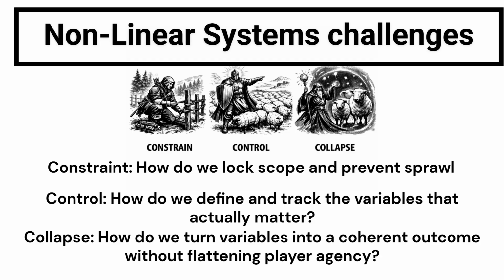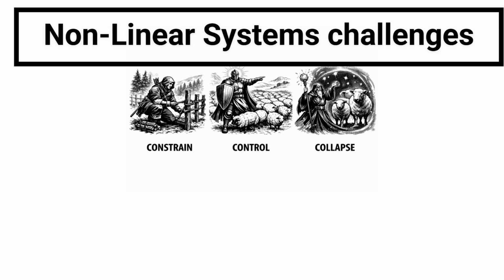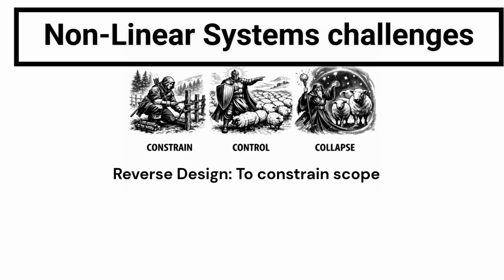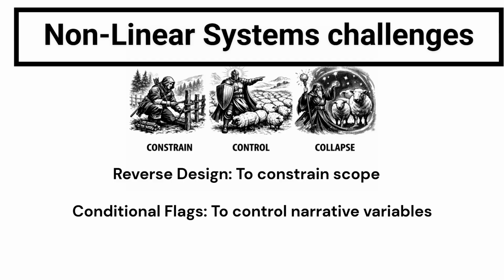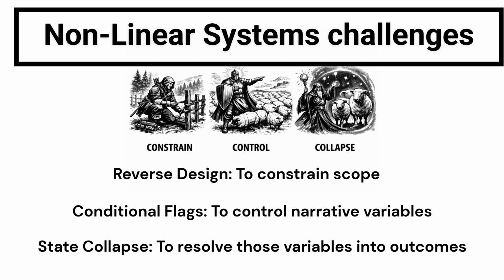To address these problems, we will introduce three tightly coupled design tools: reverse design to constrain scope, conditional flags to control narrative variables, and state collapse to resolve those variables into outcomes. These are not independent techniques or optional enhancements. They form a single system.